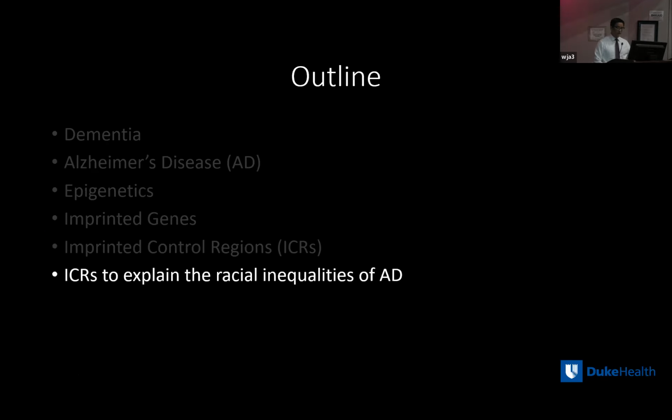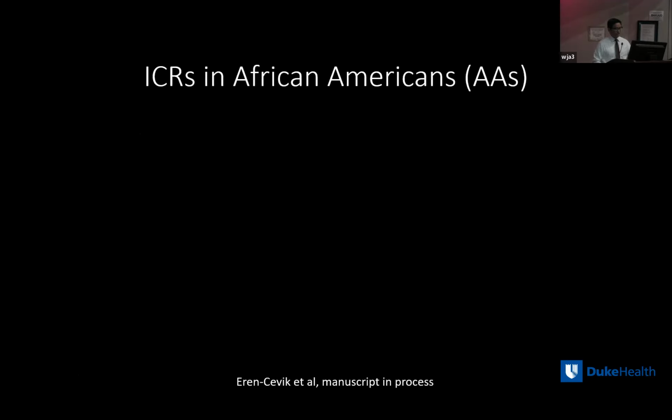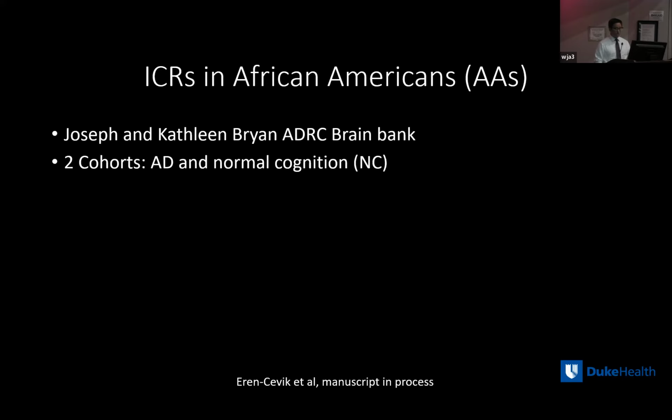Now, I want to dive in a little more into utilizing these ICRs to explain the racial inequalities of Alzheimer's disease. The ICRs in African Americans show a pretty profound difference. We used the brain bank from the Joseph and Kathleen Bryan ADRC brain bank here, and we used two cohorts, one with Alzheimer's disease and another with normal cognition. There were 9 AD patients and 8 patients with normal cognition.